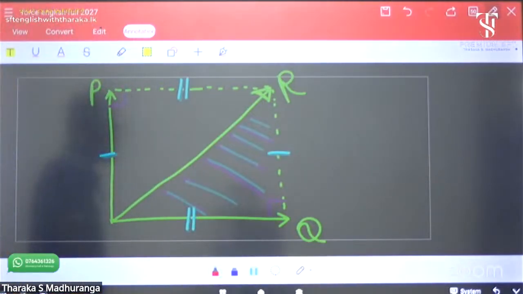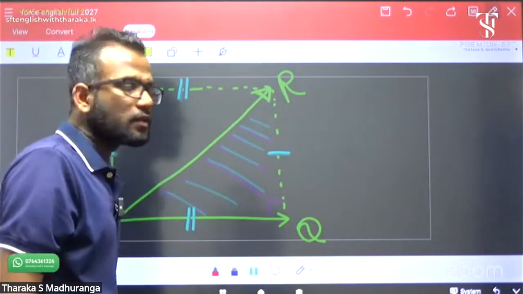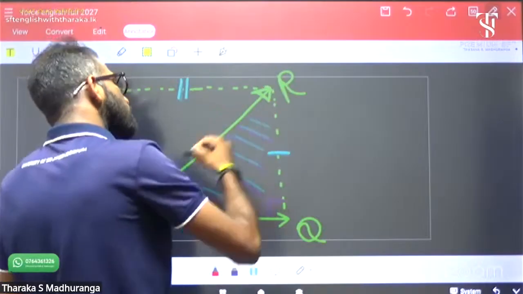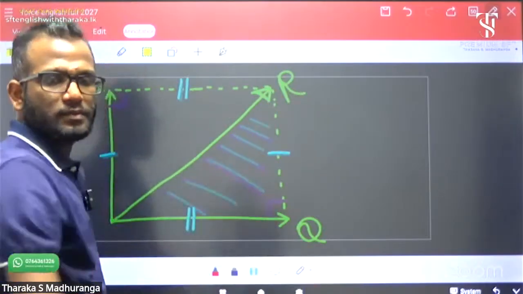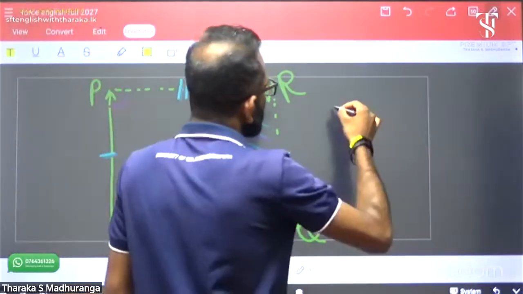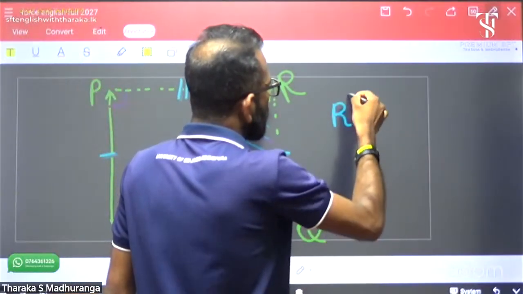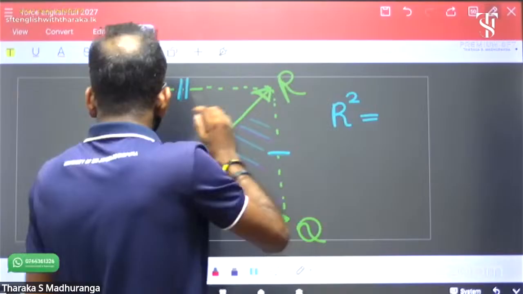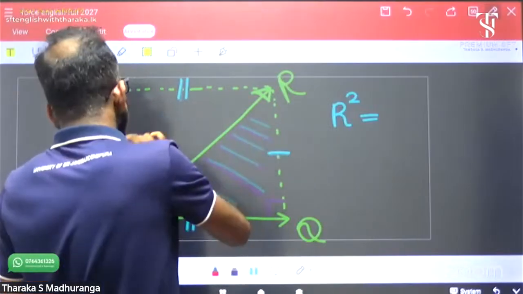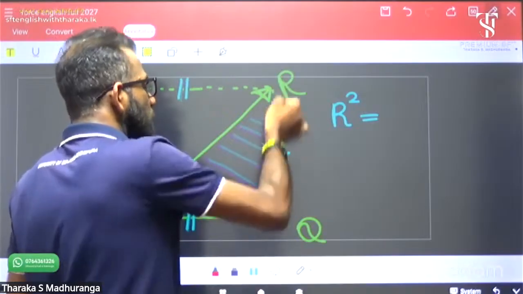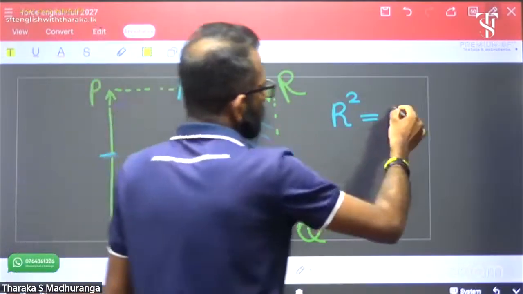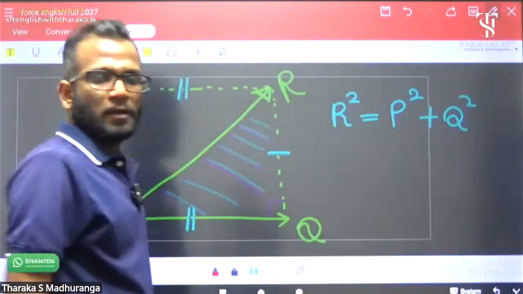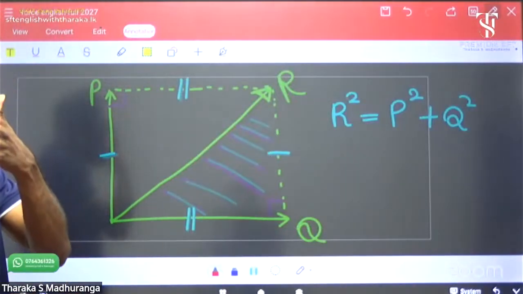Opposite sides are equal. Now what is my requirement? To calculate this diagonal, the length of diagonal R. To that I can use Pythagoras theorem. R squared equals Q squared plus, if opposite sides are equal, the P side is equal to this one, right? Opposite sides are equal, therefore I can say R squared equals P squared plus Q squared.